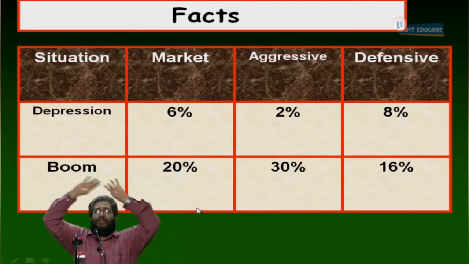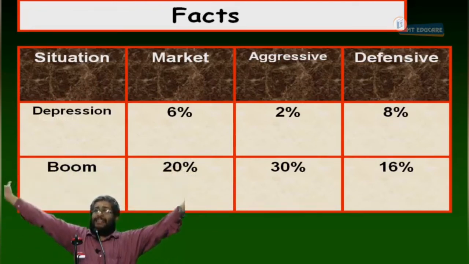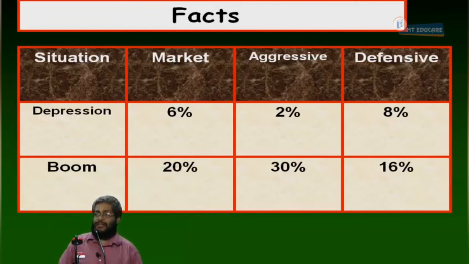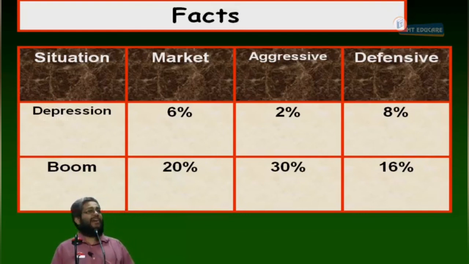When the market moves by 14%, aggressive moves by 28%. Is aggressive the same risk as the market? Riskier than market, 2 times. The beta is equal to 2. In case of defensive, when the market fluctuates by 14%, the defensive moves only by 8%. So it is going to be 8 by 14. It becomes a defensive stock. Everybody, are you following or not?